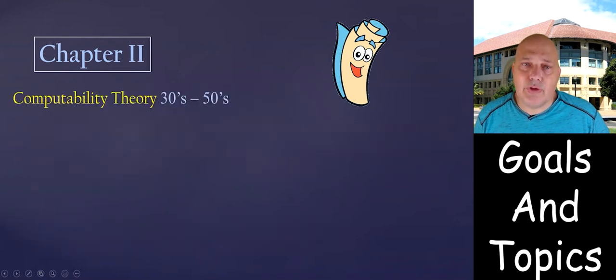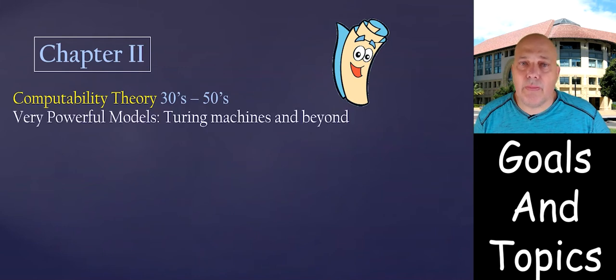The second chapter will be about computability. Again, a very old notion, a very old theory. And here, we will talk about a very powerful model. So unlike the finite automata, Turing machines are very powerful, and we will talk even about computations that are even more powerful than Turing machines.